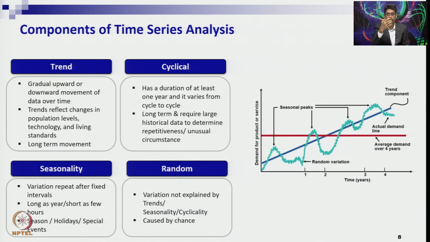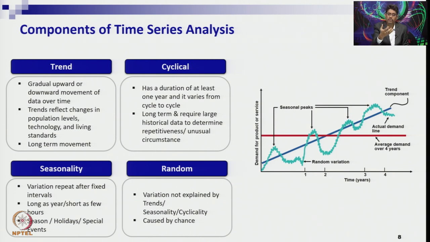Here are the four most popular or majorly defined components of time series: trend, seasonality, randomness or irregularities, and cyclical. All four I am going to discuss today with examples. This is a very important slide, very important for understanding time series data and selecting an appropriate time series model. If you know this four-pattern of the data better, you can select the suitable model. So first, trend.